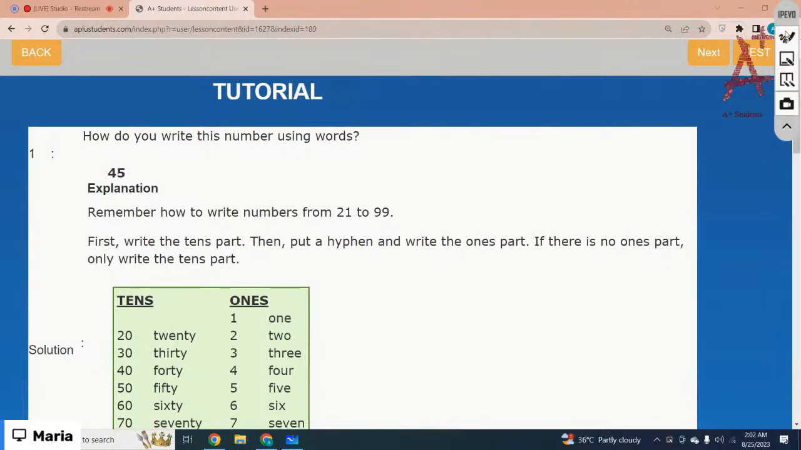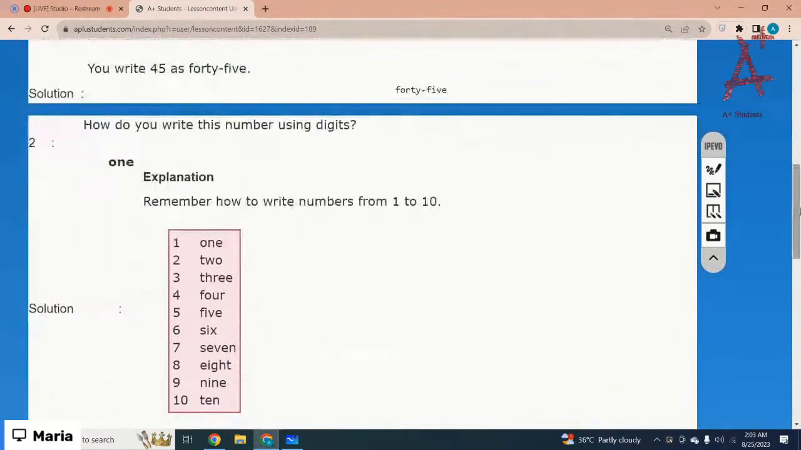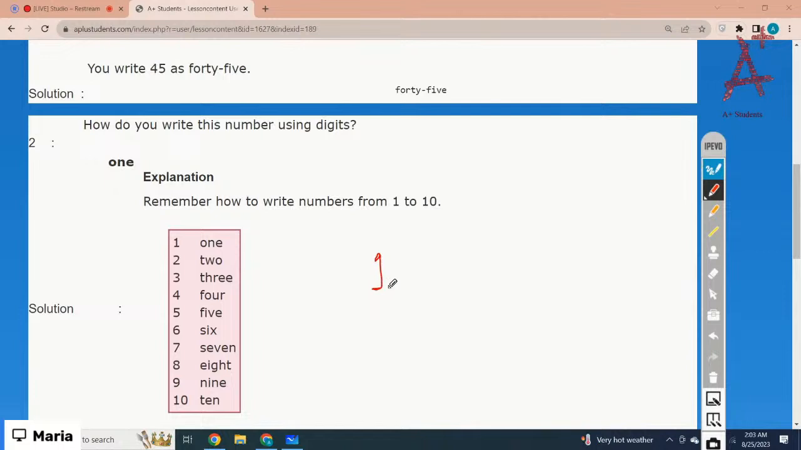The next example is how do you write the number using digits? You are given the number in the form of words, and you have to write it in the form of digits. That is 1. So how do you write 1? You are given it in words, and you have to write the number in numeric form. That would be the numeric form.